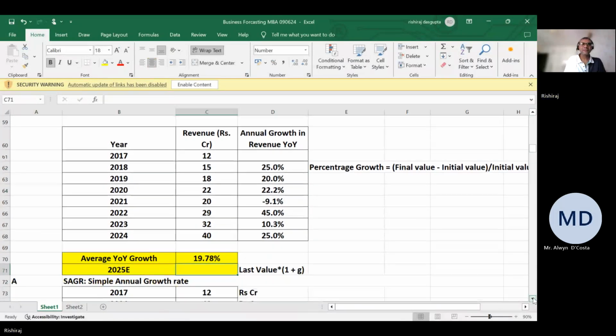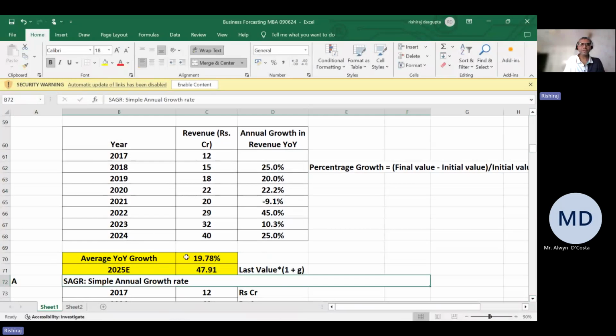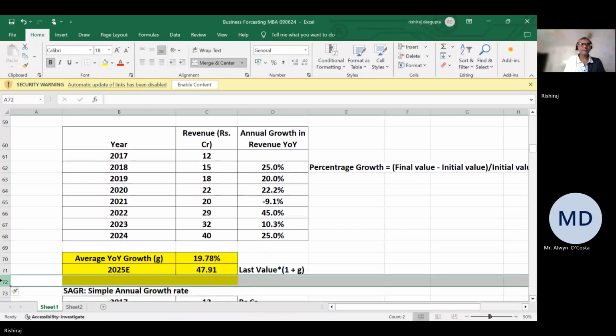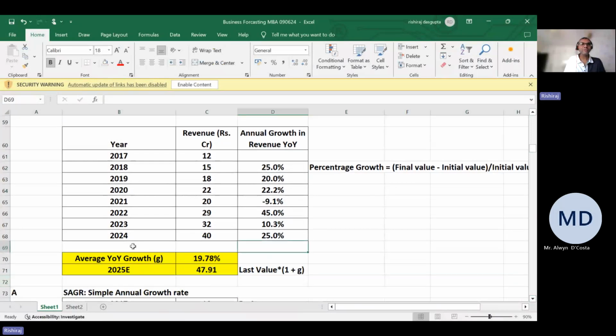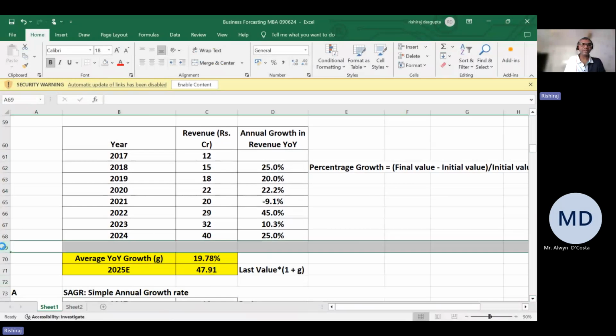Now we apply this 19% growth to 40 crore. The last recorded revenue was 40 crore. So for the 2025 financial year end, the projection is 40 crore into 1 plus G. G is the growth rate, the average year on year growth which you have computed. So our predicted revenue is 47.91 crore. Our estimated revenue for 2025 is 47.91 crore. So this is the first method, a very quick back of the envelope analysis that we wanted to discuss.